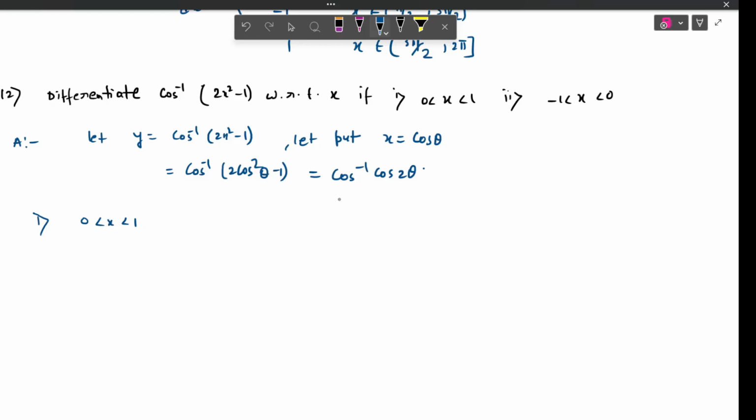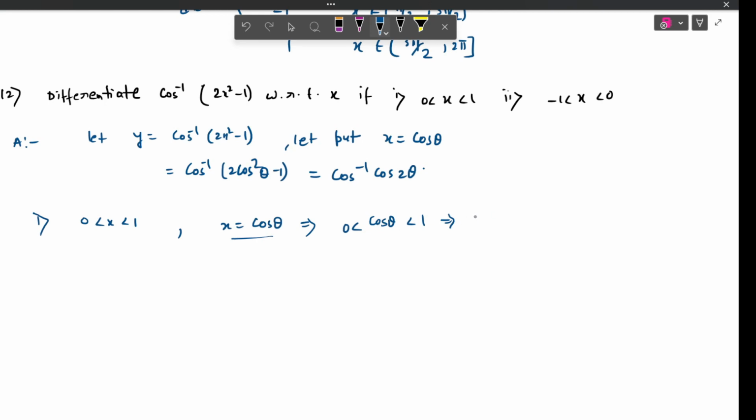Now x is cos theta, right? This implies cos theta varies from 0 to 1, because x varies from 0 to 1. Now what would theta be? Theta would be cos inverse 0 to cos inverse 1.